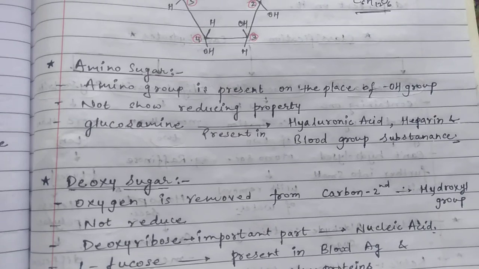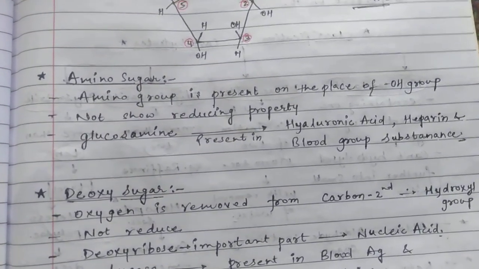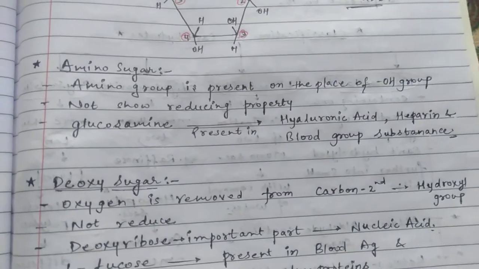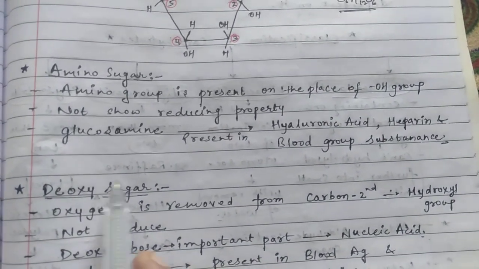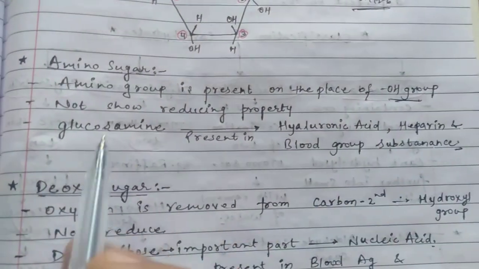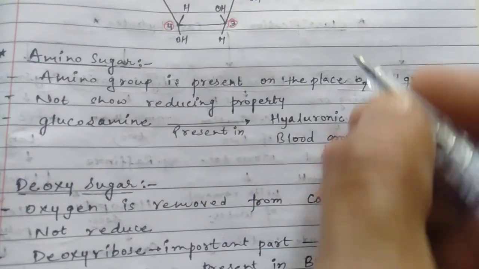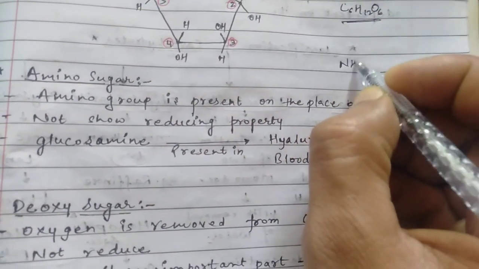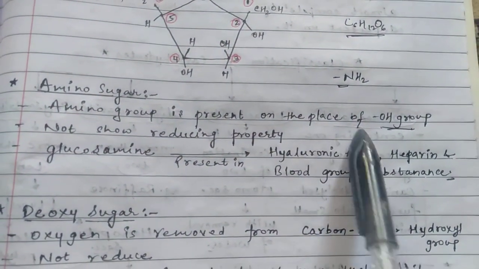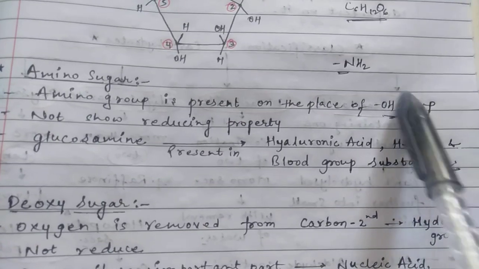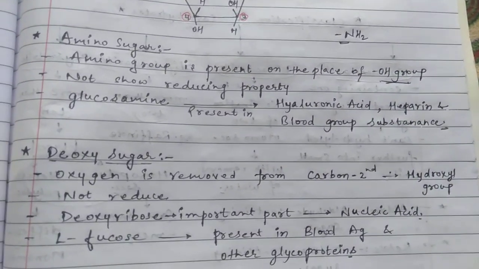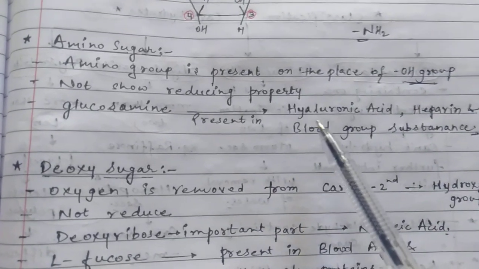This one is the amino sugar. So what is the difference between the amino sugar and the other sugar? In the amino sugar, in the place of the hydroxyl group, OH group, we will find an amino group. Amino group means the NH2 group. So the NH2 group will be present in the structure in the place of the hydroxyl group.